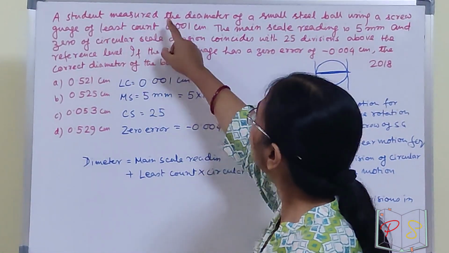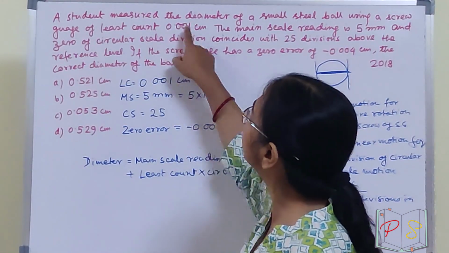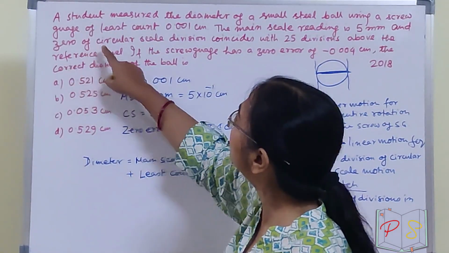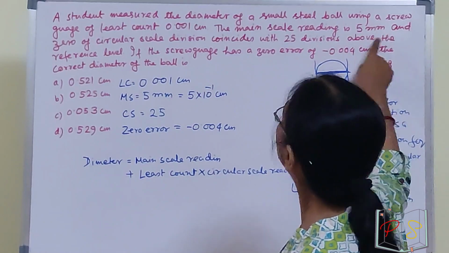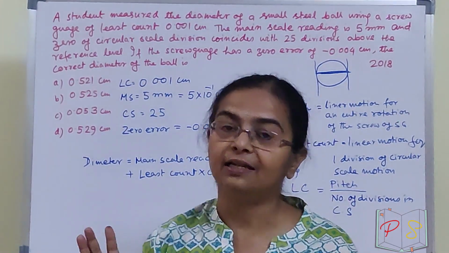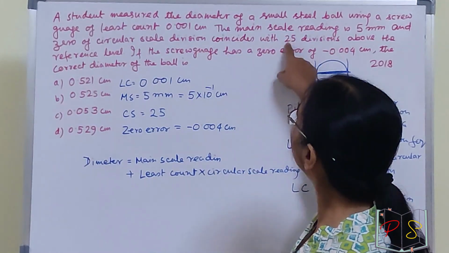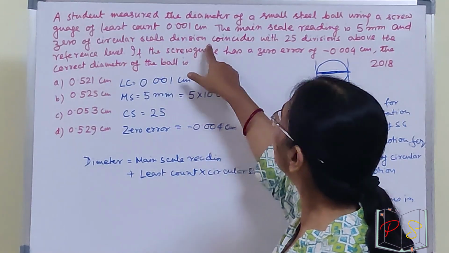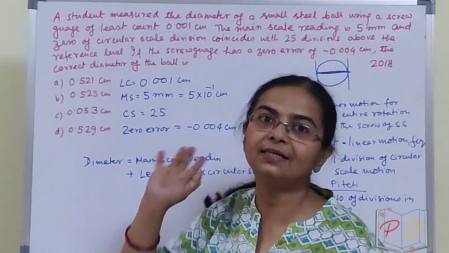See, a student measured the diameter of a small steel ball using a screw gauge of least count this. The main scale reading is this, and 0 of circular scale division coincides with 25 divisions above the reference scale. This line means 25 is the circular scale reading. 0 of circular scale division coincides with 25 divisions above the reference level.